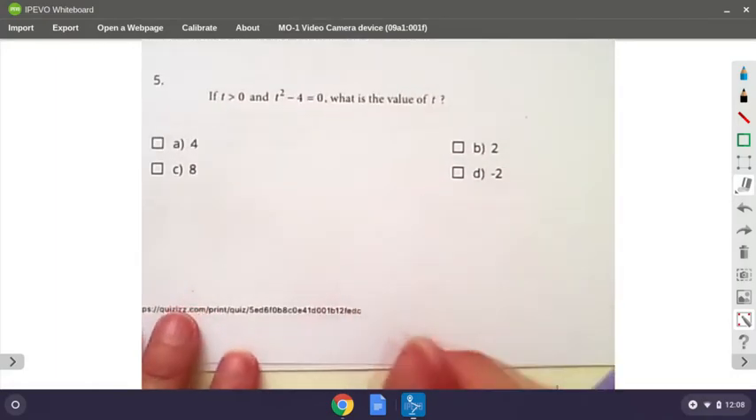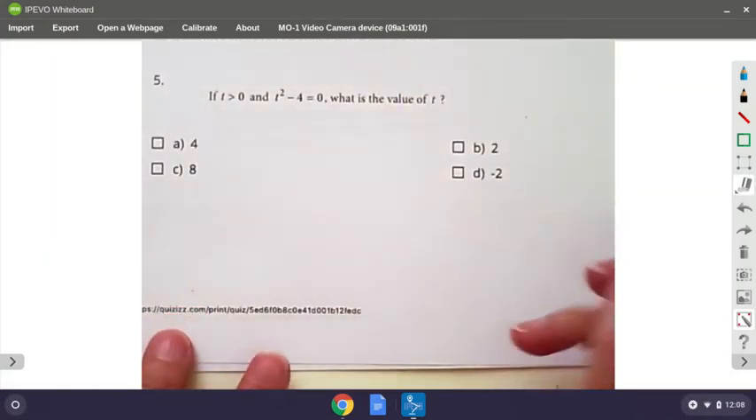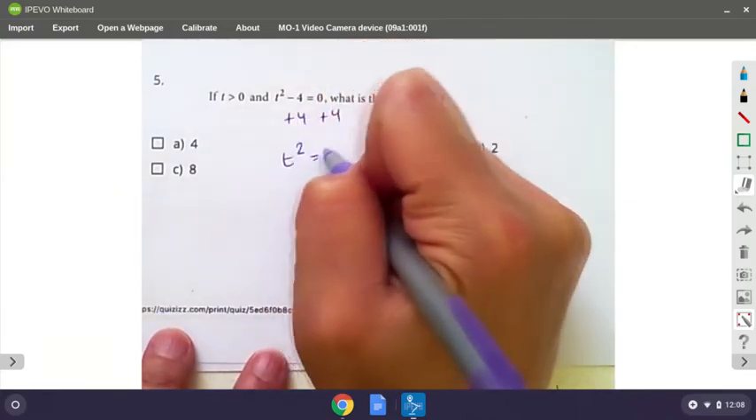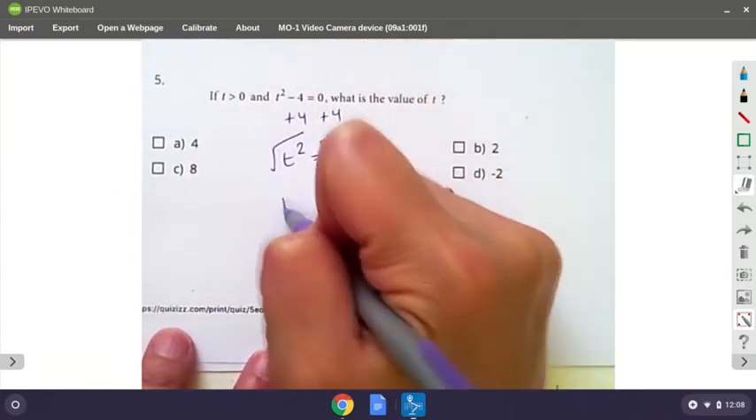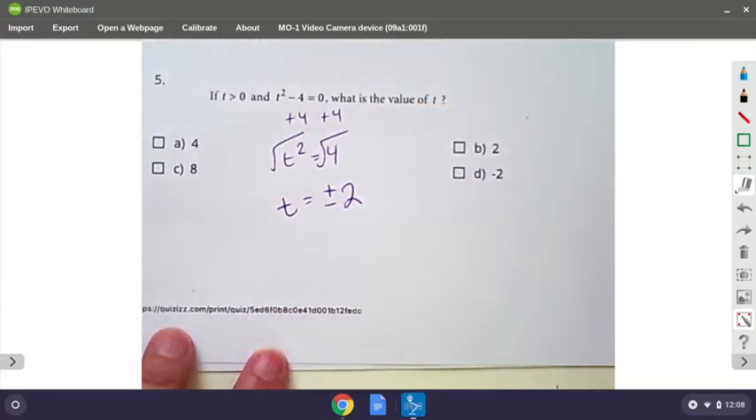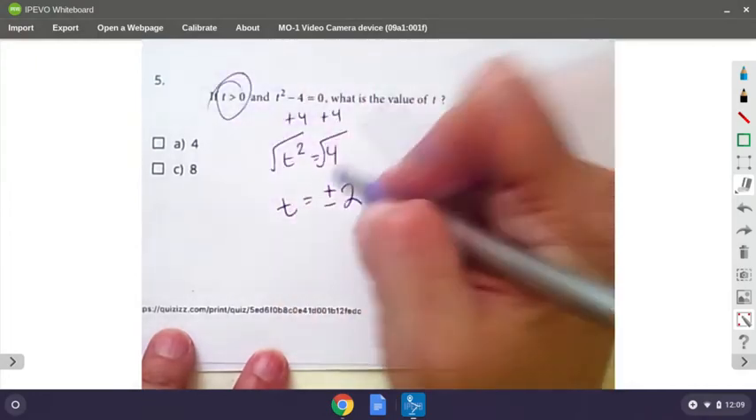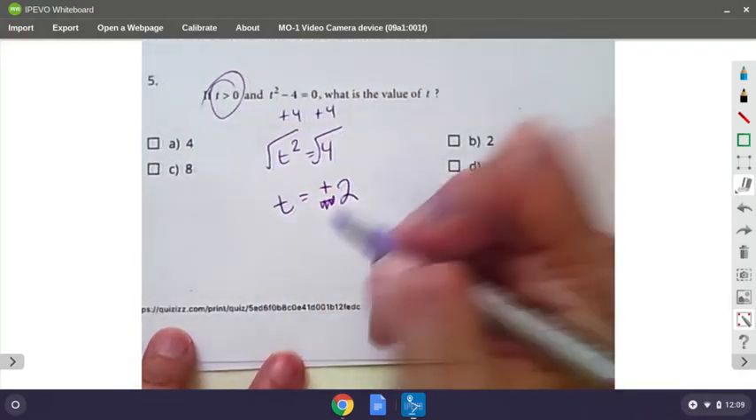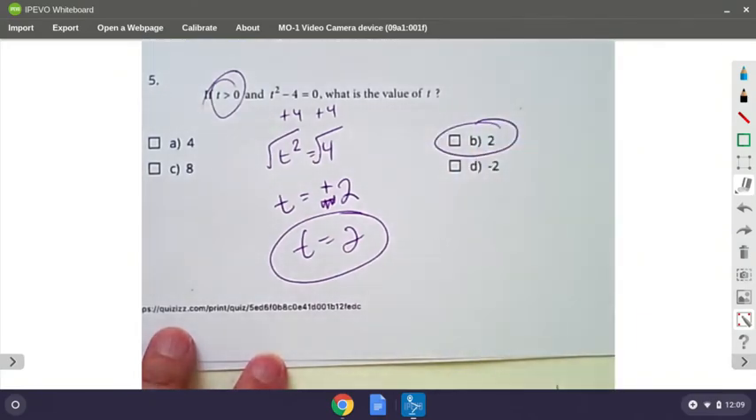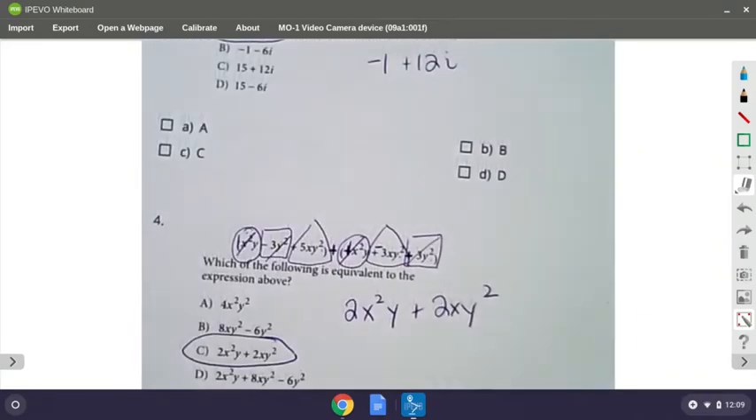Okay, next we did ones like this, solving by square root. What is the value of t? So you would add 4. So t squared equals 4, and then take the square root of each side. Technically, it's plus or minus 2, but this says that t is greater than 0. So that eliminates the negative, and t is just positive 2. That one. Okay, a couple more.